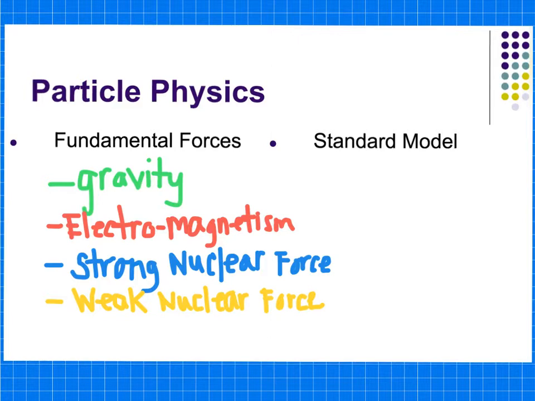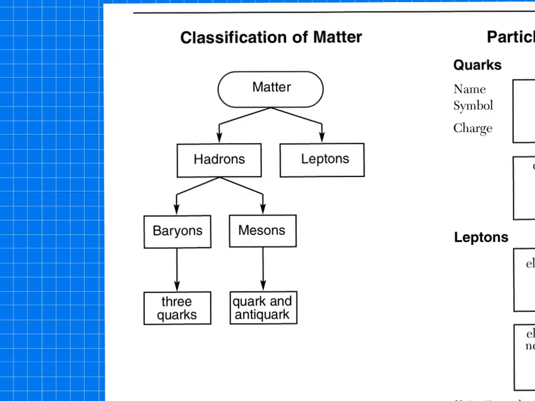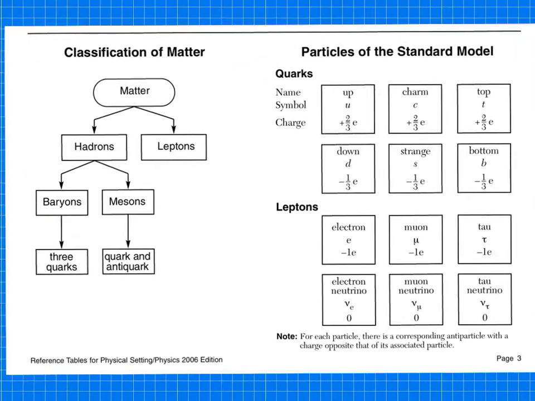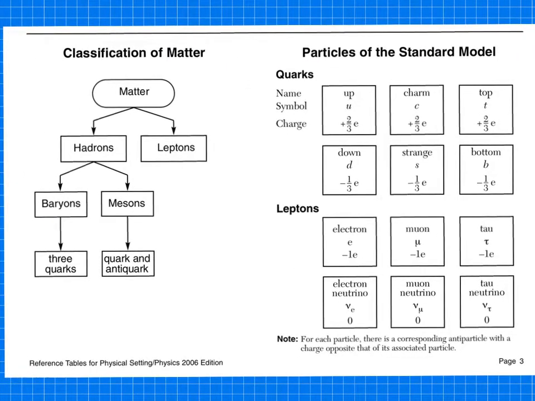Now we're going to take a look at the standard model. So open your reference table to the standard model. You should see the standard model and you should see classifications of matter. Let's start with the classifications of matter. All matter that exists in the universe can be divided into 2 groups, hadrons and leptons. Hadrons are mostly what we know of to be matter. Leptons are kind of strange particles, and the only one that we really know about is the electron.